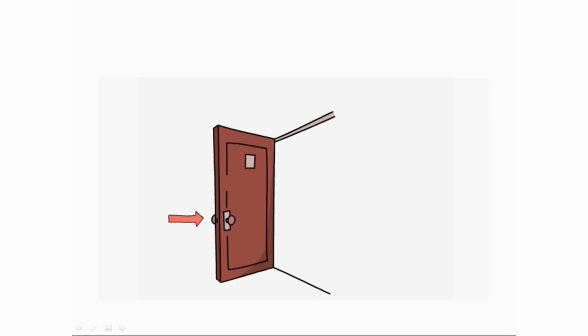Second example is to open or shut a door. We apply force F normal to the door at its handle, which is provided at the maximum distance from the hinges, so that we can reduce the amount of force or effort required to close the door.